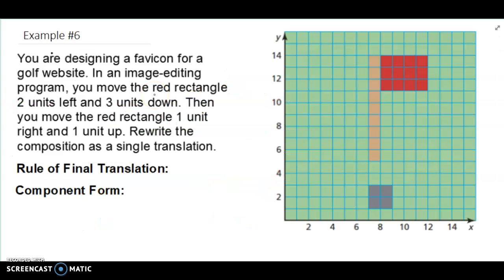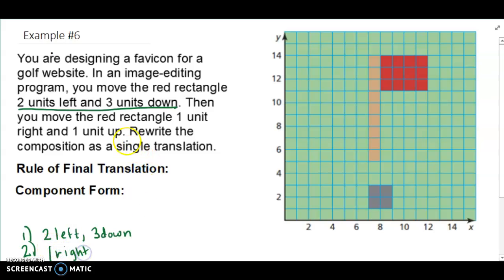All right, so let's look at this one. Good old word problem. It says you were designing a favicon for a golf website. In an image editing program, you move the red rectangle 2 units left and 3 units down. So I'm going to write that down here. First we go 2 left, 3 down. Okay, that's the first thing we do. Then we move the rectangle 1 unit right. So I have 1 unit right and 1 unit up.